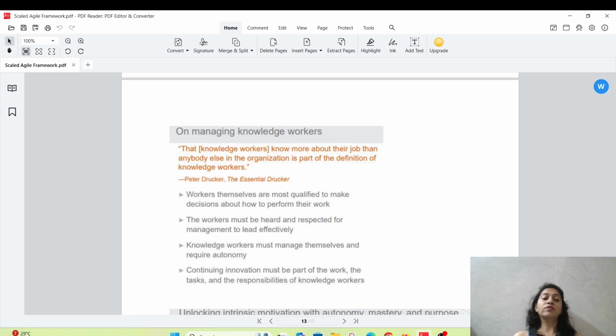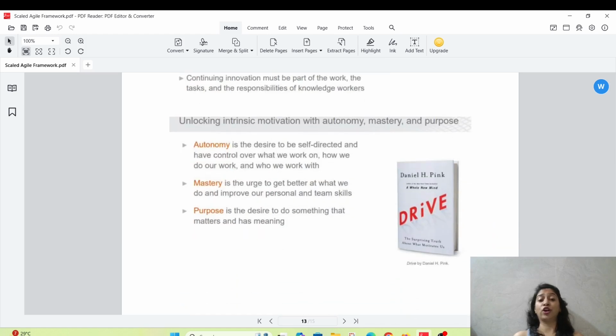Knowledge workers must manage themselves, of course. They should not be dependent on each other and require autonomy. Continuing innovation must be part of the work, of course. POCs and some research and development things are there. So these are the tasks and responsibilities of knowledge workers. This is all about the definition of knowledge workers in agile.